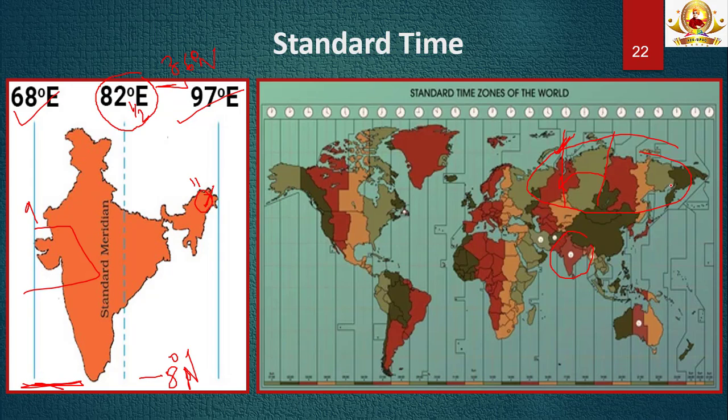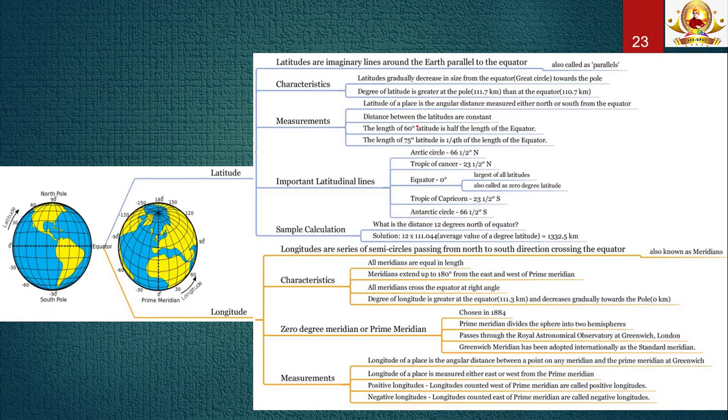Earth is divided into 24 time zones, with each time zone having a longitudinal extent of 15 degrees. As we discussed, 15 degrees is equal to 1 hour. So Earth is divided into 24 time zones because one rotation of Earth around its axis, which gives us day and night, is 24 hours. This is the mind map of this chapter, and let's see what we have studied in this chapter.